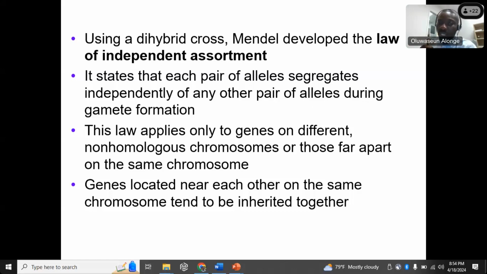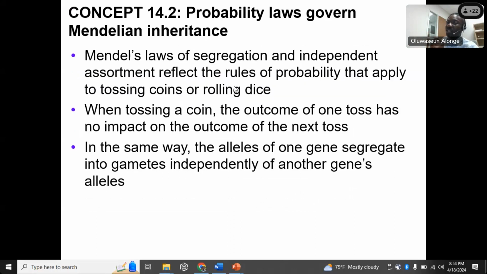This law applies only to genes on different non-homologous chromosomes or those that are far apart on the same chromosome. Now, genes located near each other on the same chromosome tend to be inherited together. Take note of that. There's a term we call linked genes. Genes that are closer together are usually inherited together.